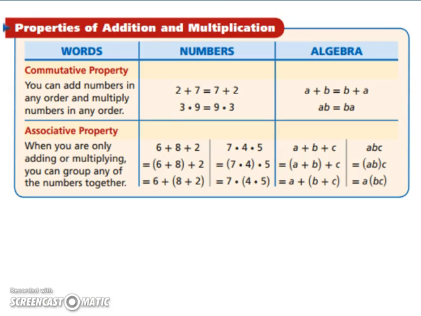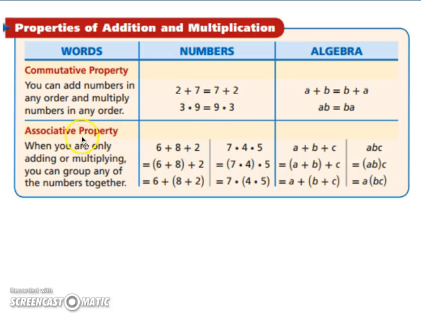Why learn this? Triathletes can use the commutative, associative, and distributive properties to calculate overall times mentally. The commutative property: you can add numbers in any order and multiply numbers in any order. So it doesn't matter if you add 2 plus 7 or 7 plus 2, in the end you're getting 9. Same way, if you're multiplying 3 times 9 or 9 times 3, either way you look at it is going to give you 27.